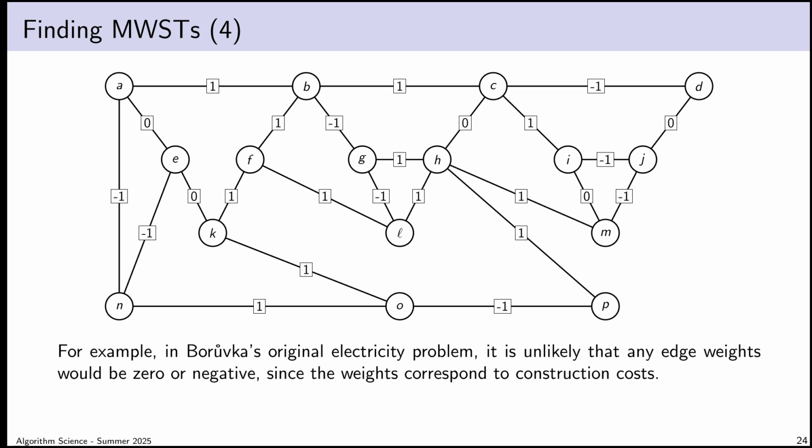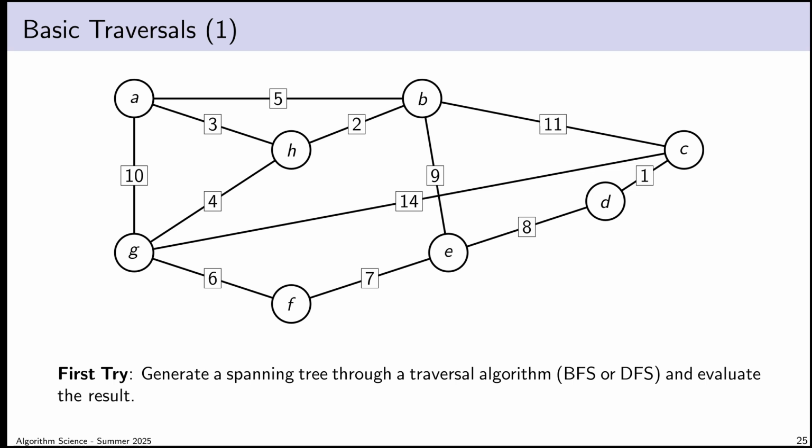So in Borůvka's original electricity problem, it makes sense that we can assume edge weights are probably not going to be 0 or negative. They certainly wouldn't be negative because the weights correspond to construction costs. As I said, there is some realism behind the idea of them being 0 in cases where the link already exists, although we're not going to worry too much about that case either.